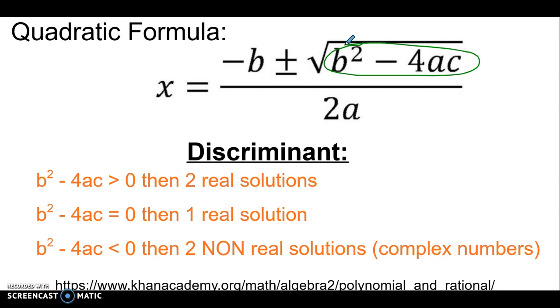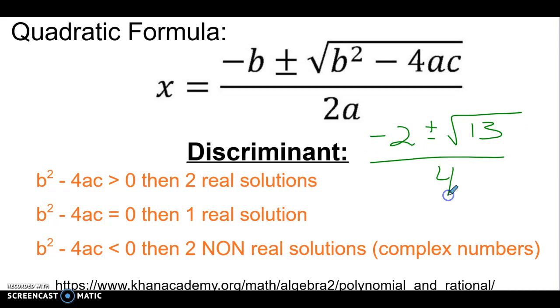So let's say the quadratic formula gives me x equals -2 plus or minus the square root of 13 all over 4. What's the discriminant? 13, period. It's not the square root of 13. It's the number under the square root. It's just 13, okay? So that is the discriminant.